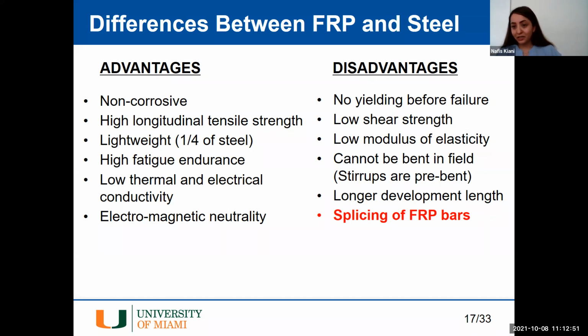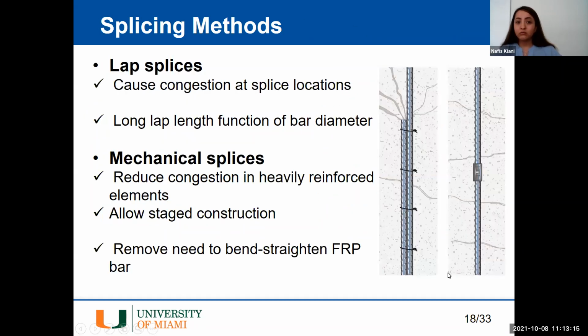And the biggest challenge that engineers are now facing is the splicing of the FRP bars. My PhD research focuses on the splicing of the FRP bars because it is very challenging in the field. They cannot bend the FRP bars, and splicing is a very important challenge in the field. So there are two types of splicing methods.